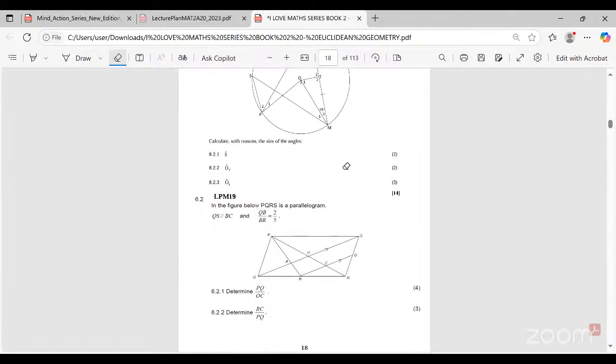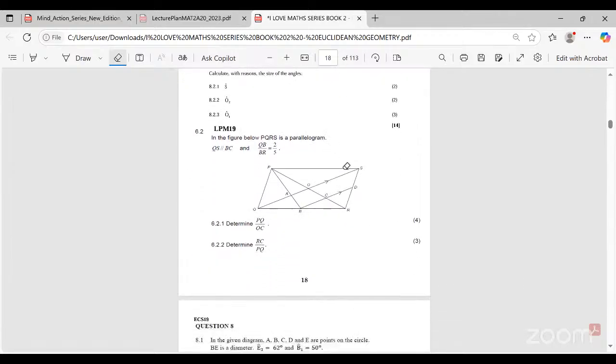So let's say we're having this. Now we are going to play around with the proportionality theorem. They are saying in the figure below, PQRS is a parallelogram. So do you still remember the properties of a parallelogram? I think so, sir.